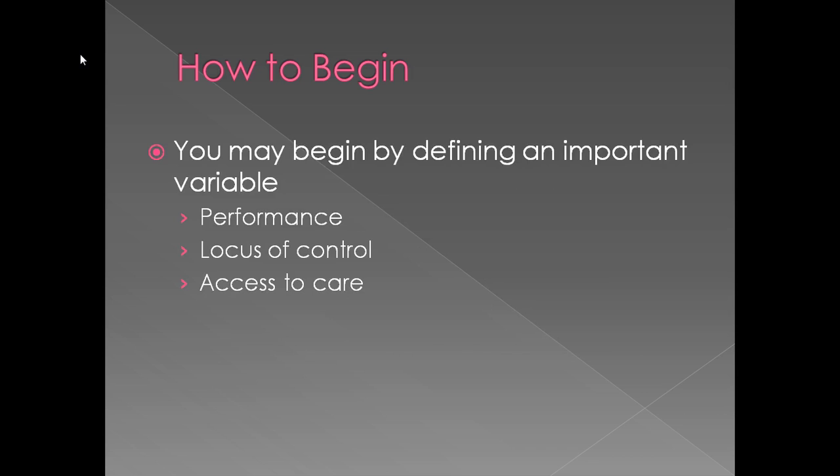You may also want to begin by defining an important variable. Okay, so some variables need to be defined, right? For example, performance or access to care. What does that mean exactly? What does performance mean? Because performance can mean different things to different people, and also different things in different circumstances. Okay, athletic performance versus organizational performance, etc.